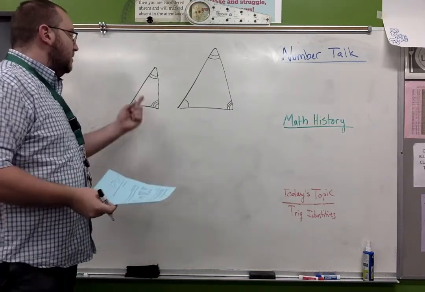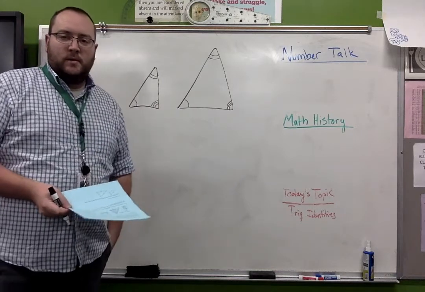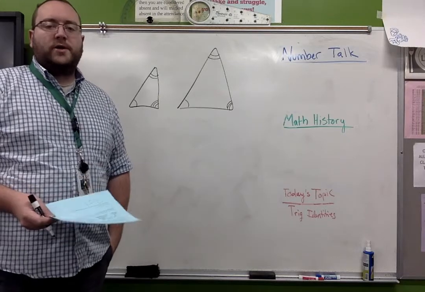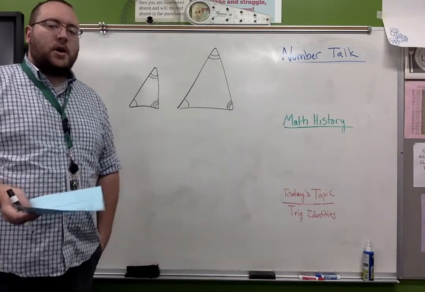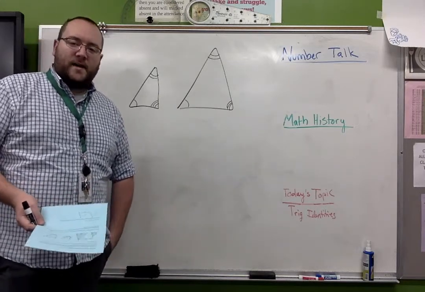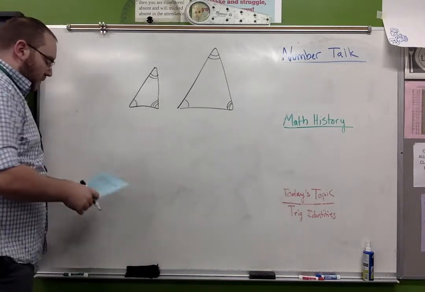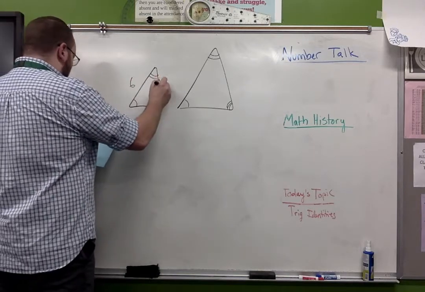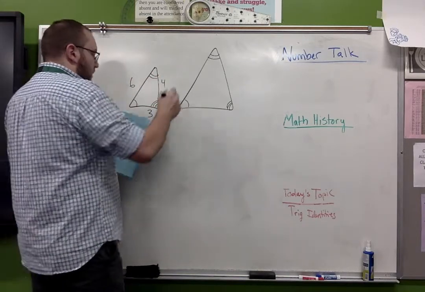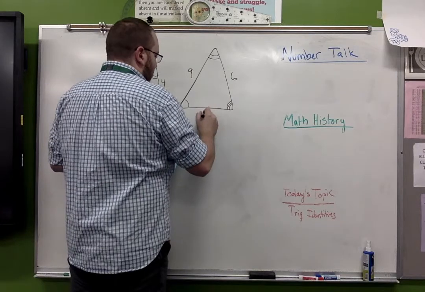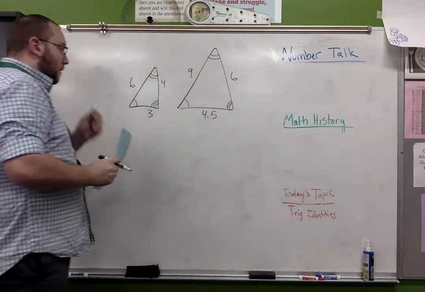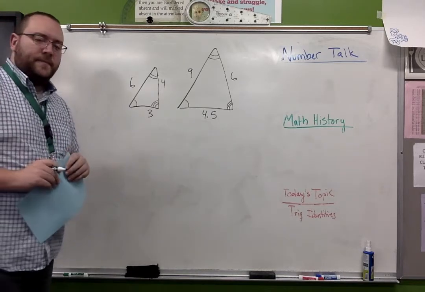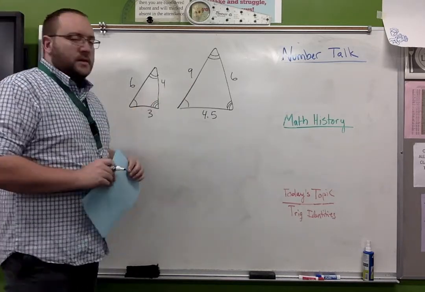Part of similarity is not just that corresponding angles are congruent, but also that their sides have a common ratio. That's what we're going to be talking about a lot today, the common ratio. It's also called the scale factor. So we've got a little example here. We have this triangle with sides 6, 4, 3, and another with 9, 6, 4.5. Based on our definition of similarity, corresponding angles are congruent.